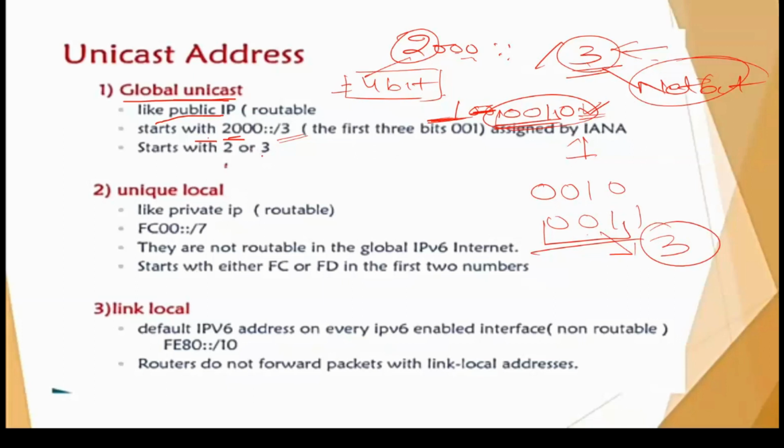Right. So for public IP addresses, we have two ranges reserved: this 2 and this 3. The 2 is being used now, and this 3 is reserved for future use. If this range is not able to provide IP addresses for all the devices in the public address space in the future, then 3 will be used.